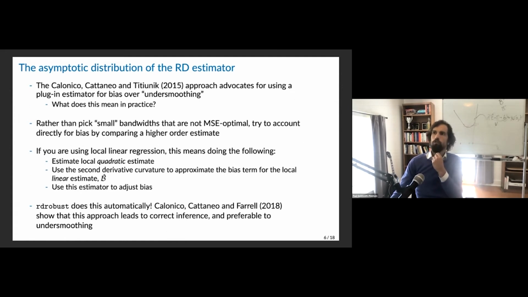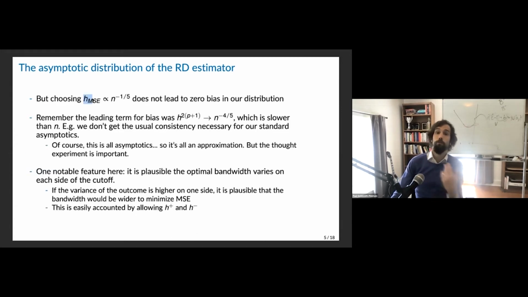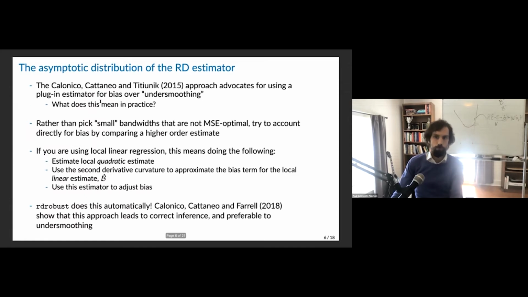So let's talk about the ways that you can do this. There are kind of two ways in practice. I was alluding to the idea of picking a smaller bandwidth otherwise. That's called undersmoothing. You pick a bandwidth that is smaller than the optimal one, which means you're going to have more noise. You're allowing for more variance such that your bias goes to zero.